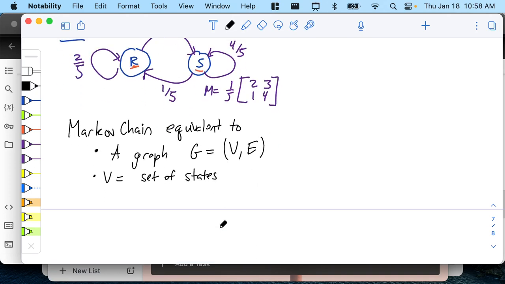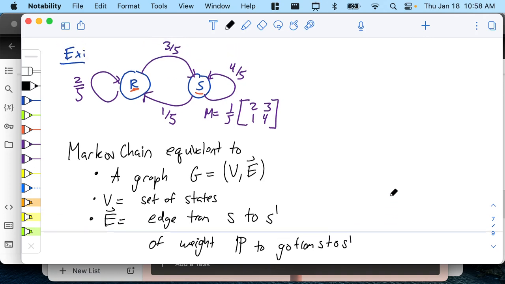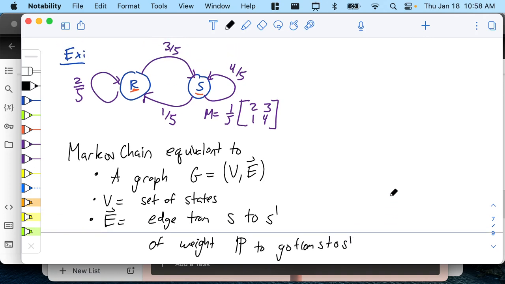And the edges are, I guess they're directed edges. We write E arrow for directed edges. So there's an edge from S to S prime of weight probability to go from S to S prime. Okay, so it's a directed graph with this exact setup.